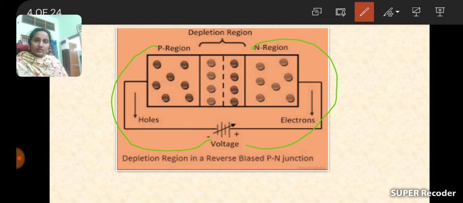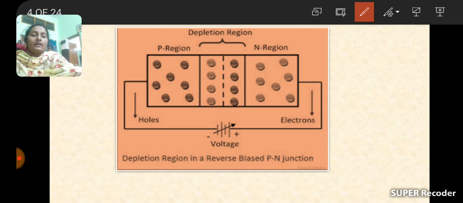When the diode is under reverse-biased condition, the majority charge carriers, the holes, which are positive charges, are attracted towards the negative terminal. In the N region, the majority charge carriers, the electrons, are attracted towards the positive terminal. Finally, minority charge carriers move towards the depletion region. In addition to the minority charge carriers, negative acceptor ions and positive donor ions also move towards the depletion region.